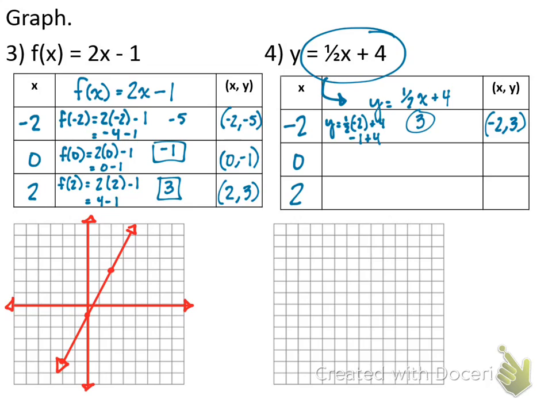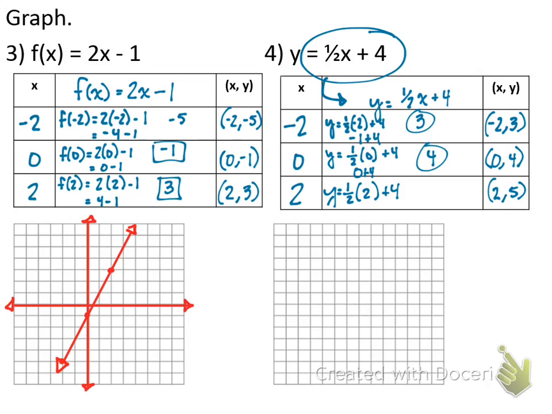Okay, next one, 0. y is equal to 1/2 times 0 plus 4. Okay, 1/2 times 0 is 0. 0 plus 4 is what? 4. That means if I put the input of 0, I get an output of 4. Okay? Last one, 2. What happens if I put in a 2? We got y is equal to 1/2 times 2 plus 4. So it's going to be an input of 2 gets an output of 5. Okay, there's only one output.